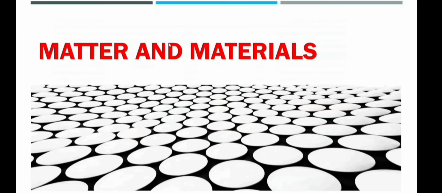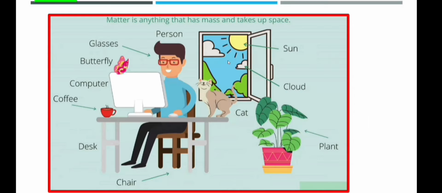Today we are going to learn about matter and materials. What is matter? Anything that occupies space and has weight is called matter. So everything around us, like a person, glasses, butterfly, computer, coffee, etc., is made up of matter. Even you and your friends are made up of matter.